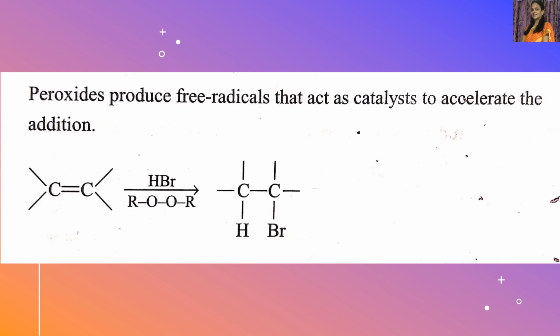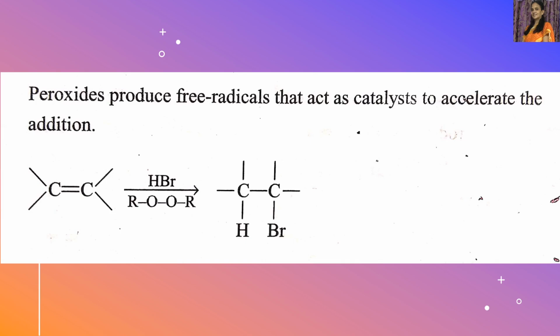So if HBr is added to this alkene, Markovnikov's addition we have already discussed. Then the negative part goes to the carbon with the lesser number of hydrogens, that is what Markovnikov's rule says. But here, in the presence of peroxide, what happens? Let us see. So this is a symmetrical alkene. Then H goes to one carbon, Br goes to another carbon, and we will get an addition product.